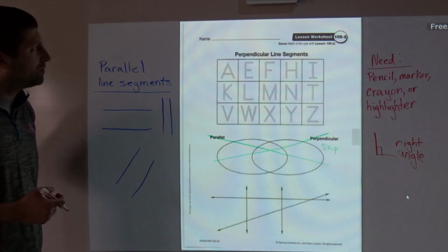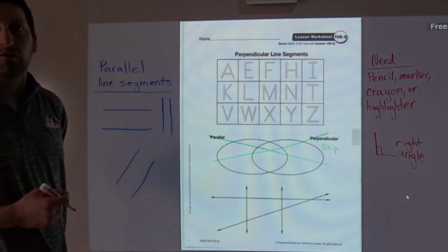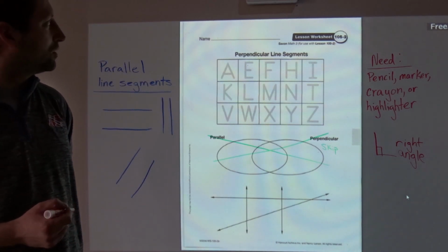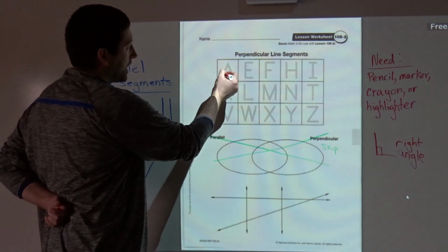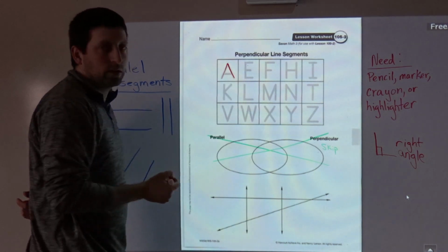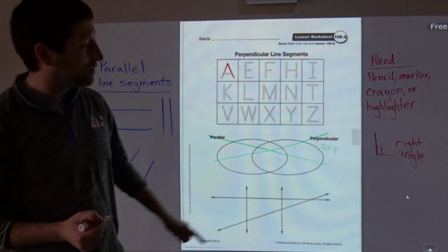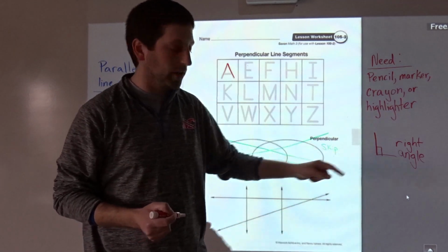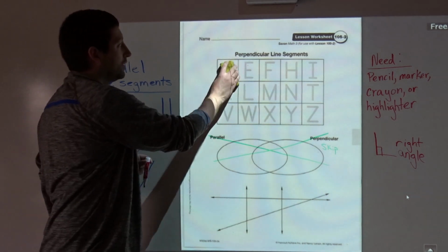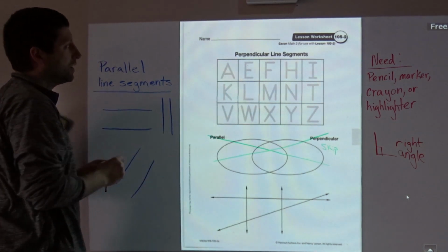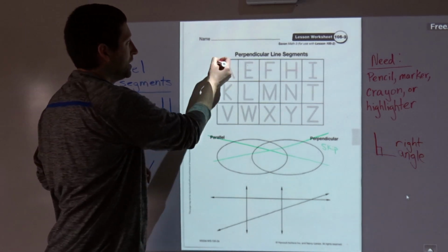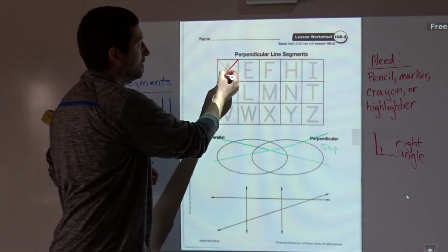Okay, so if I look at my letters of the alphabet, I'm looking for letters with perpendicular line segments. So if I look at A, this right here is not a nice square right corner, so that is not perpendicular. If I look at A, there are no perpendicular line segments in A. So go ahead and just cross that one off.